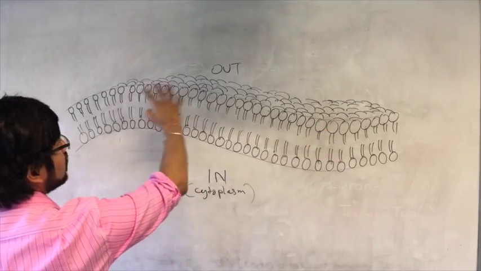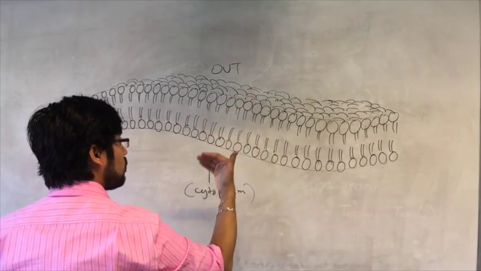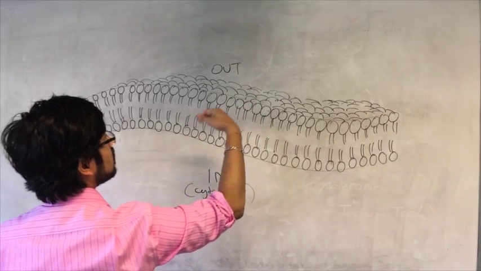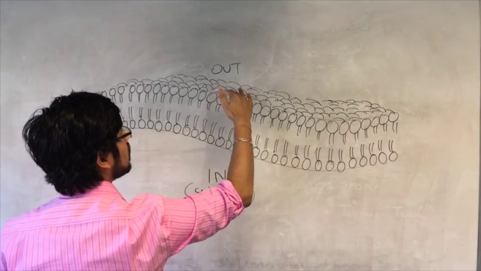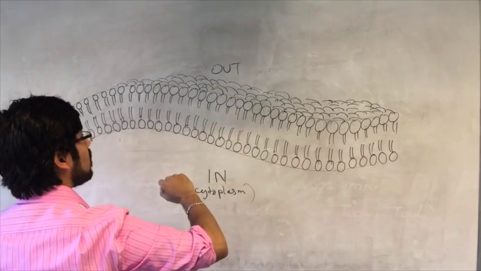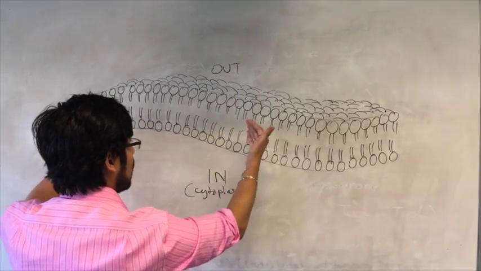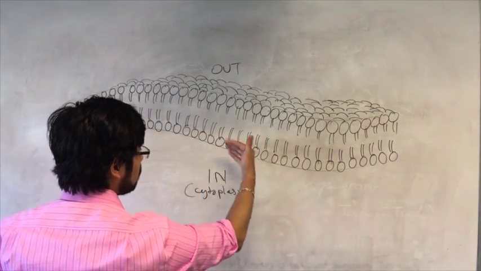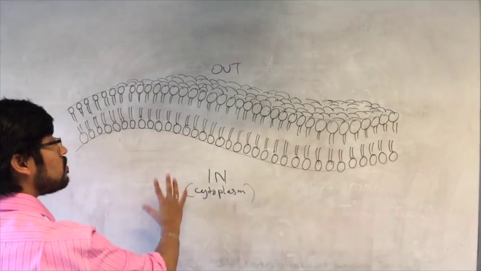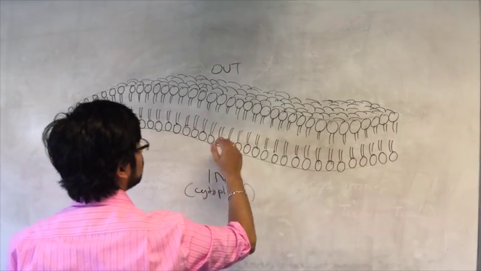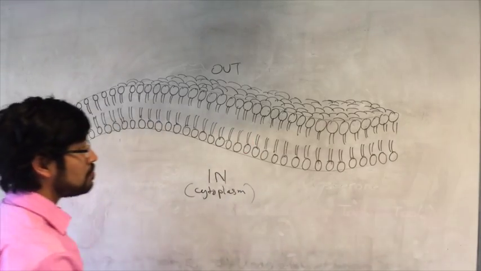Okay, so we have one layer of lipids there with the hydrophobic tails pointing inwards and the hydrophilic heads facing the watery environment there. And again, we have the other layer with the hydrophilic heads pointing towards the inside watery environment and the hydrophobic tails pointing to the inside of the membrane.